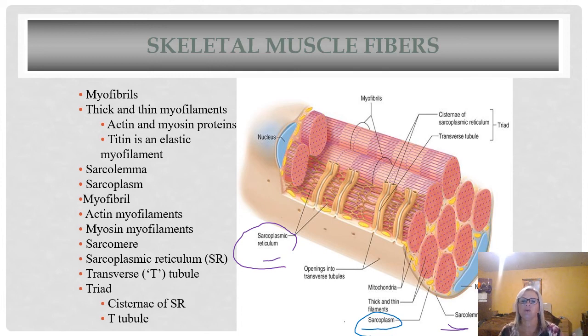We have T-tubules that extend into the sarcoplasm, and those are what house the extracellular fluid. We have a transverse tubule that is between two different enlarged sarcoplasmic reticulums, and we call that a cisternae, and it forms a little triad. This is the cisternae here of the sarcoplasmic reticulum, and then in the middle of those is that little transverse tubule. Together we call those the triad.